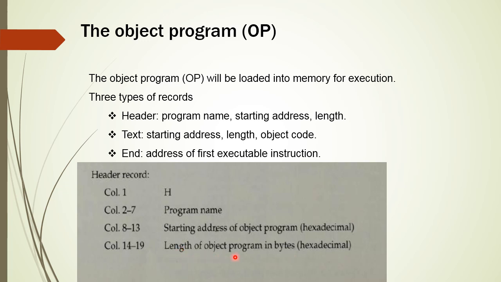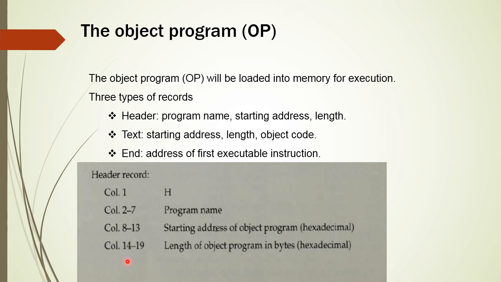So how to calculate the length of the object program? The length of the object program is calculated by subtracting the starting address from the end address. The starting address of the given program is 1000, and the ending value, the location counter value of the last line of the program, is 207A. So 207A minus 1000 becomes 107A. The length of the program is 107A.